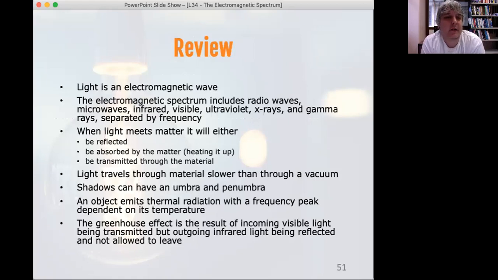So that's the end of this lesson, where the goal was to introduce electromagnetic waves and understand what we mean by light, what it is, but we also threw in there a bit of discussion about shadows and about the greenhouse effect and thermal radiation.